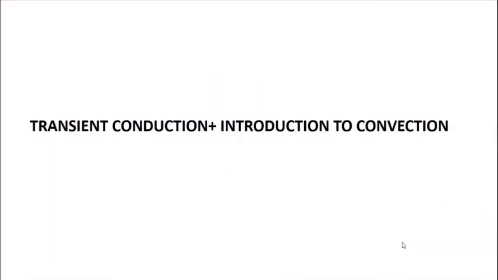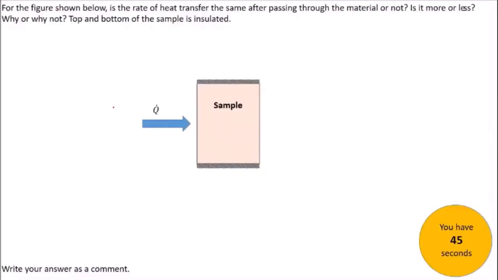So hello everyone again. We have a new subject, which is transient conduction as well as an introduction to convection. Before starting the conduction problem, we have a question for you. The question is as follows. We have a figure as shown here. There is a sample and there is heat transfer through the sample. The question says, when leaving the sample, is this Q dot the same or not?